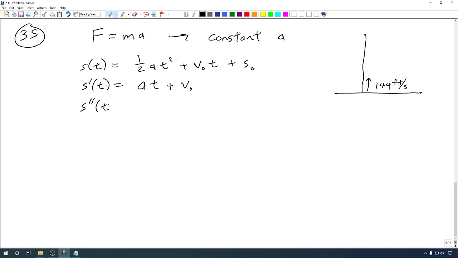When we take the second derivative, we differentiate a t. Of course, the t becomes a 1. The a is a constant, so we get an a. And the v naught is a constant, so it goes to 0. So as we can see here, the second derivative did become the constant value we expected it to be.